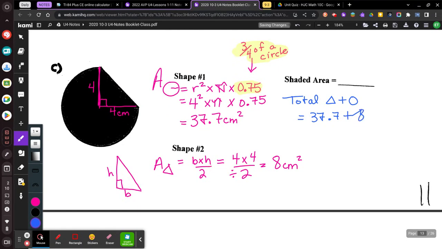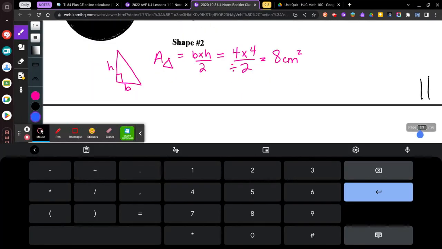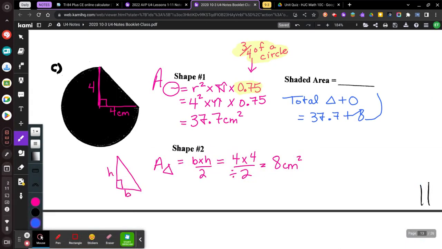Plus 8. That's going to give us 45.7. 45.7 centimeters squared is our total final answer. 45.7.